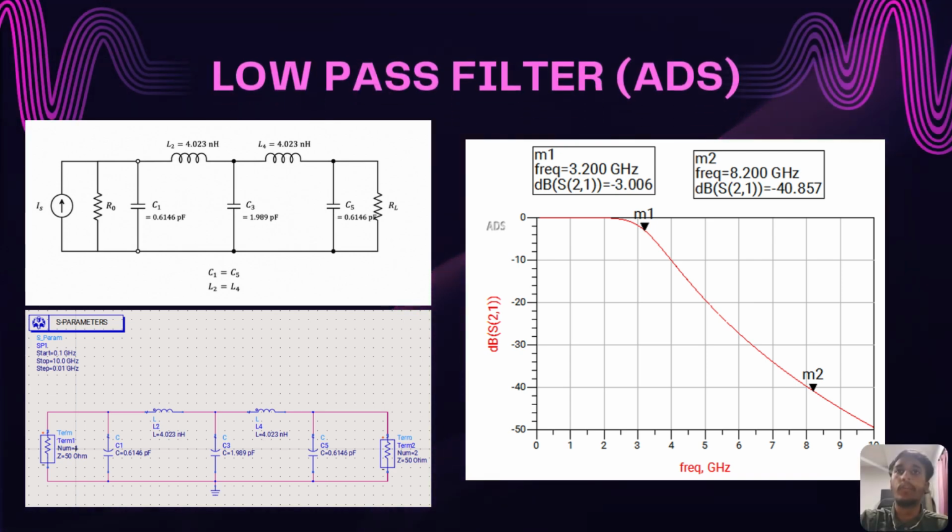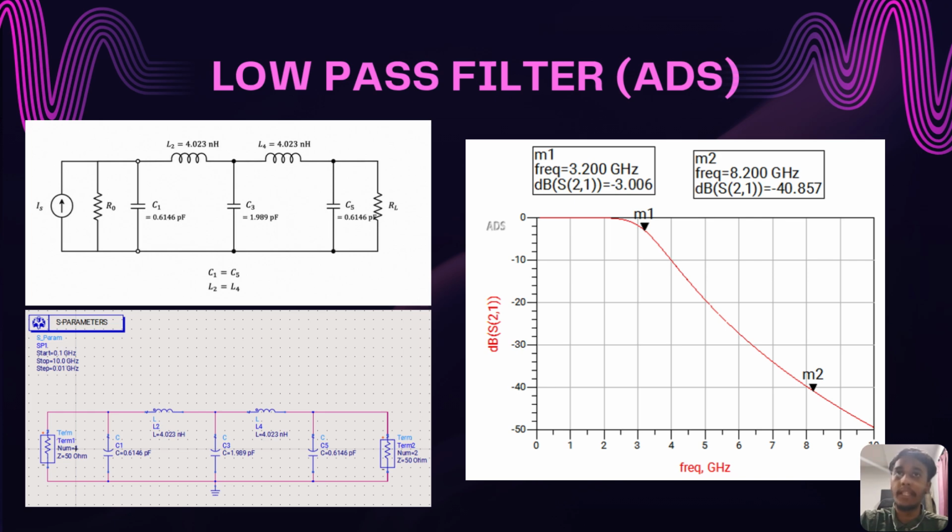Here we have the software verification for our lumped element low pass filter. First, we translate our manual calculations into the ADS software. You can see the circuit schematic on the left. We build it using our exact calculated values, which are 4.023 nanohenry inductors for L2 and L4, 0.6146 picofarad for C1 and C5, and 1.989 picofarad for C3.